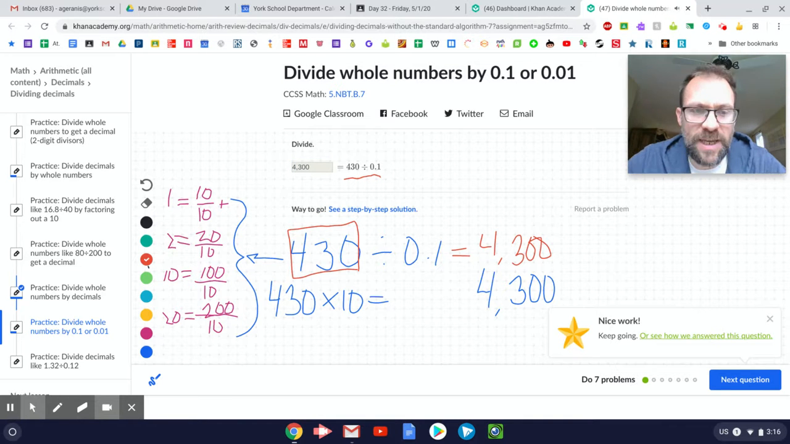So I hope this is enough to get you started. All the problems you'll see today are just like this, dividing by either 1/10 or 1/100th. Okay, let me know if you need help, and I'll be here waiting. Okay, thanks.